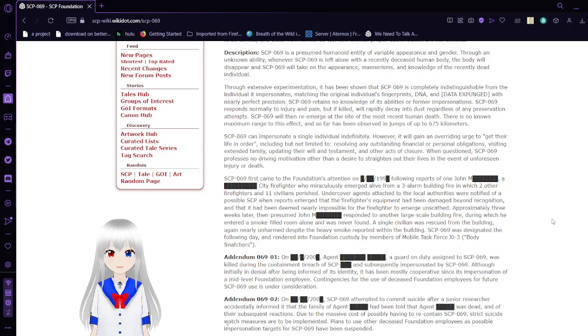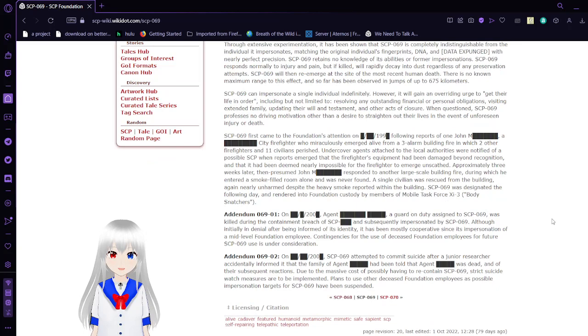SCP-69 responds normally to injury and pain, but if killed will rapidly decay into dust regardless of any preservation attempts. SCP-69 will then re-emerge at the site of the most recent human death. There is no known maximum range, and it has so far been observed in jumps of up to 675 kilometers. SCP-69 can impersonate a single individual indefinitely; however, it will gain an overriding urge to get their life in order, including but not limited to resolving any outstanding financial or personal obligations, visiting extended family, updating their will and testament, and other acts of closure. When questioned, SCP-69 professes no driving motivation other than a desire to straighten out their life in the event of unforeseen injury or death.